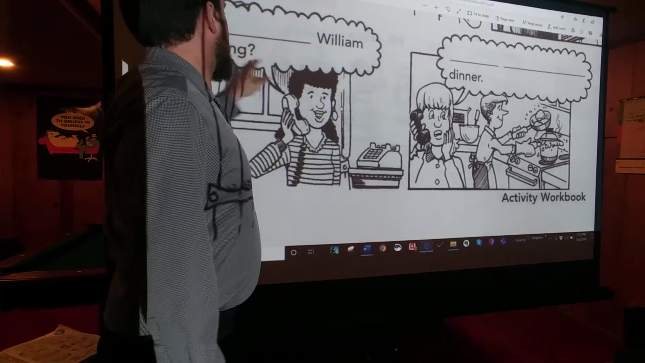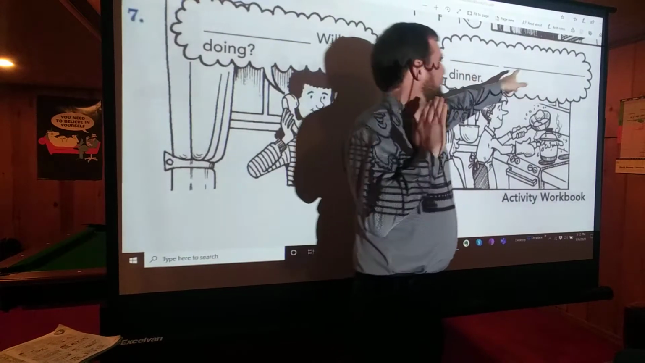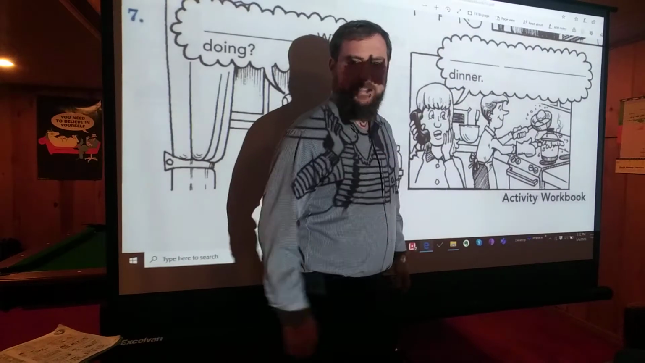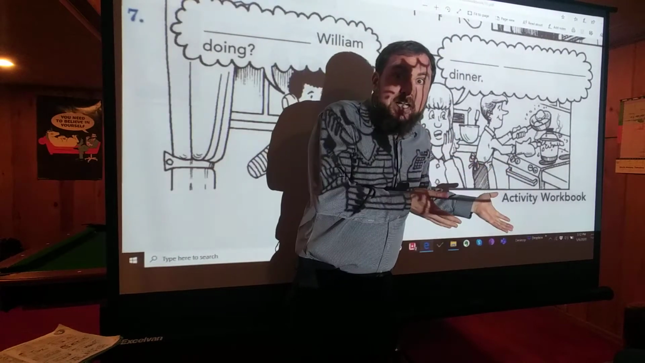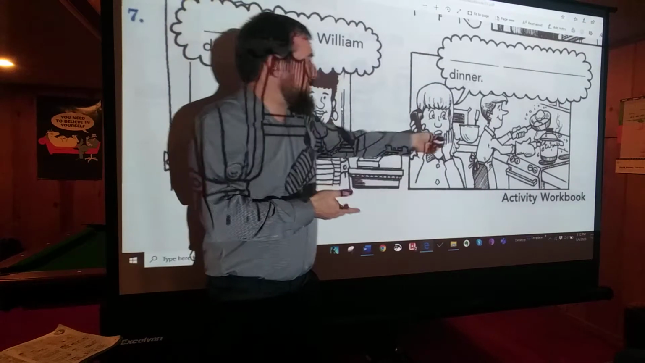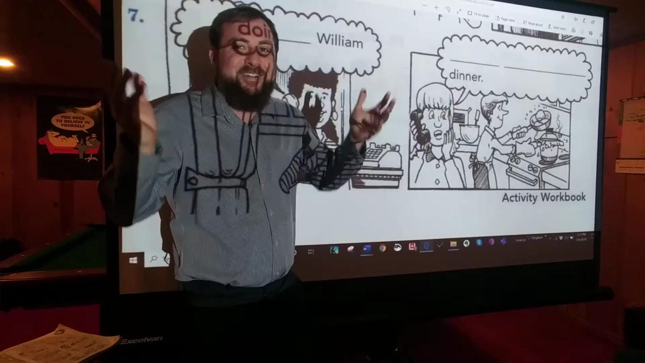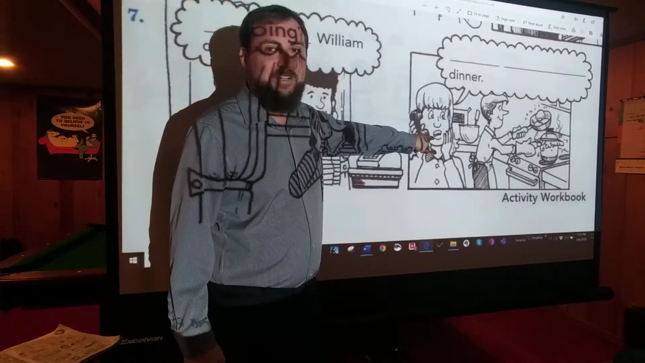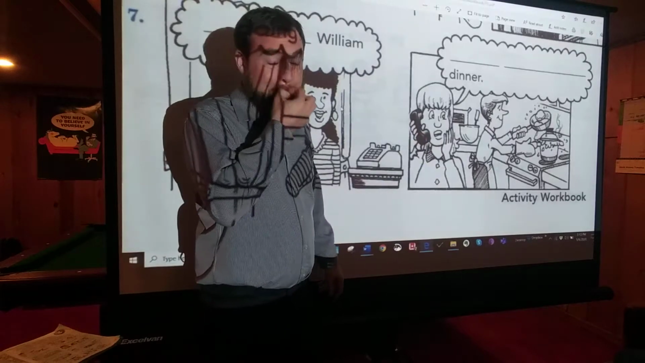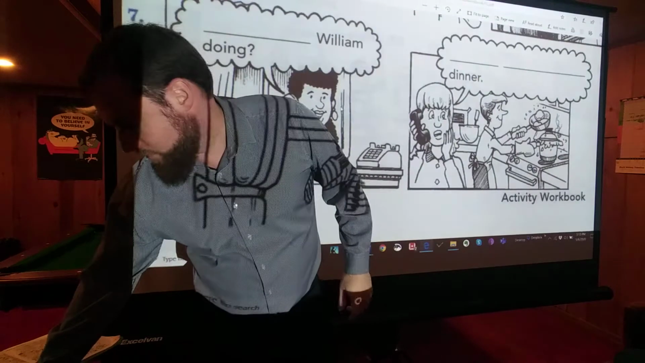What's William doing? He's cooking dinner. Doesn't she look terrified? She's like, he's cooking dinner. William's cooking dinner. He never does that. That's scary. Maybe I'm reading too much into it, but I think she has kind of a funny look on her face there. Anyway, he's cooking dinner. All right.